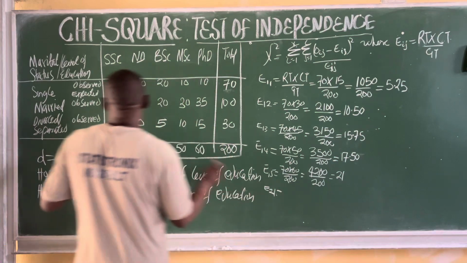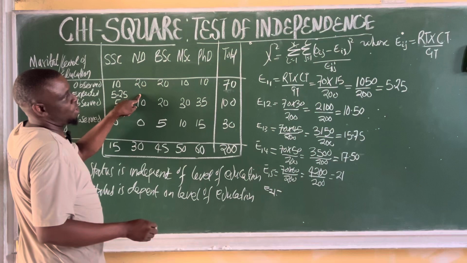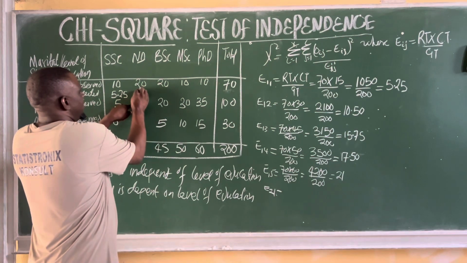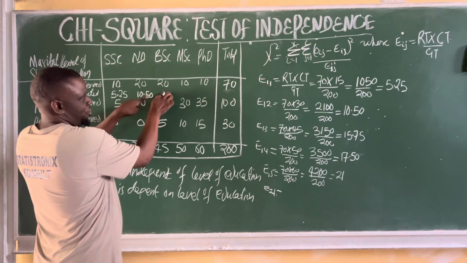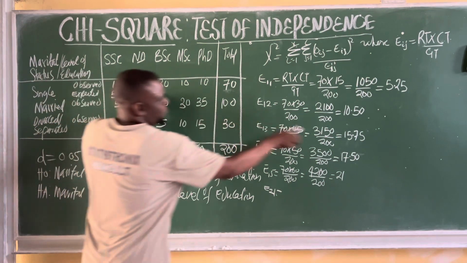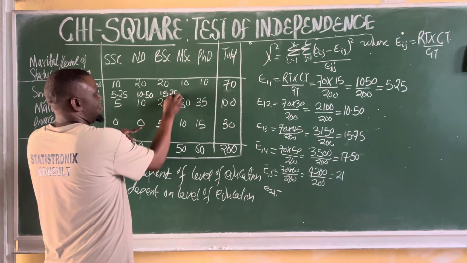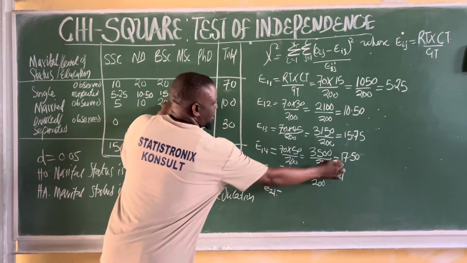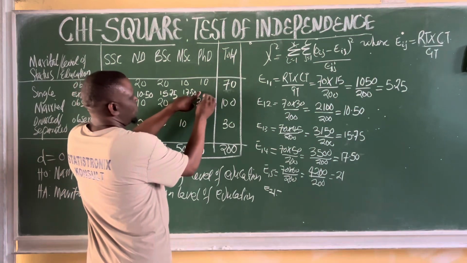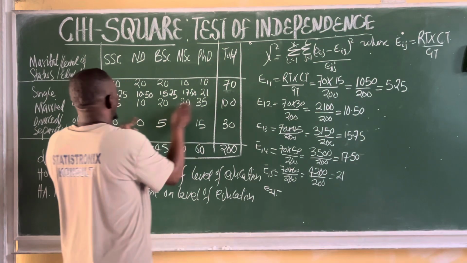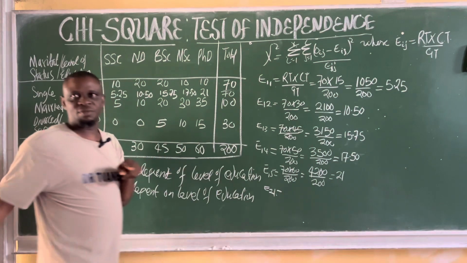E21. So these values we have computed now: the expected value here is 10.50. The expected value here is 15.75. The expected value here is 17.50. And the expected value here is 21. And so if we sum these values, it will also give us 70.